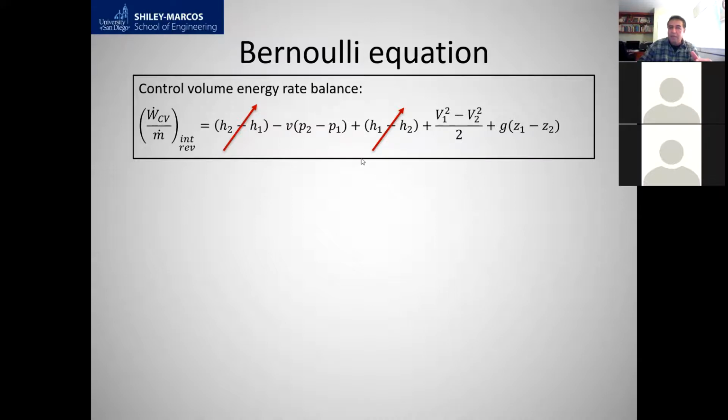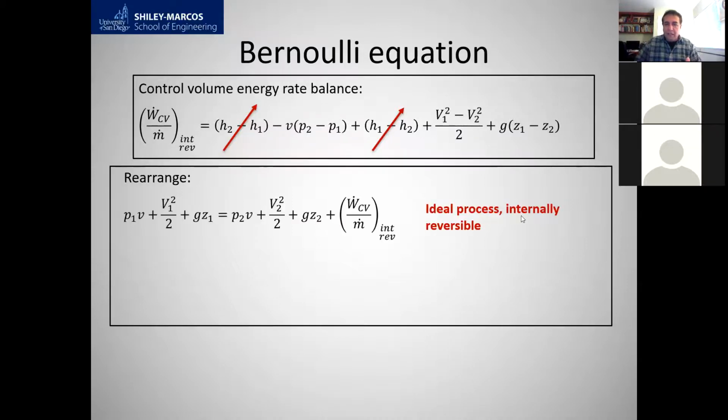This part and this part will cancel each other out, and then we have minus VP2 minus P1, and then we have a VP work, and then kinetic energy, and then we have GZ1 minus Z2. So in an application problem, you have the governing equation, but you can simplify it to fit that application problem.